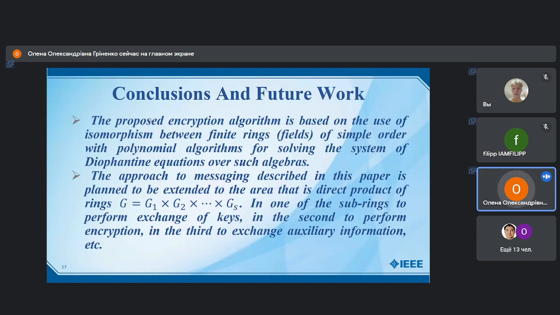And lastly, the proposed encryption algorithm is based on the use of isomorphism between finite rings of fields of simple order with a polynomial algorithm for solving systems of Diophantine equations over such algebras. If we speak about our future work, the approach described in this paper is planned to be extended to the area that is the direct product of the rings G sub 1, G sub 2, G sub s: in one of the sub-rings to perform key exchange, in the second to perform encryption, and in the third to exchange auxiliary information.